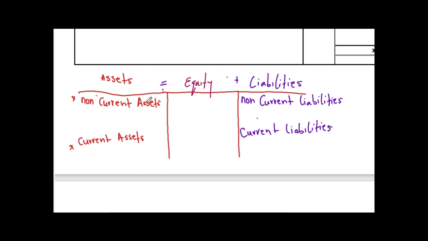So whenever you prepare a balance sheet, just know that your balance sheet is divided into three components. We have assets, we have owners' equity, and we also have liabilities. Under assets, we have non-current assets and current assets. Under owners' equity, we don't have anything yet. And under liabilities, we have non-current liabilities and also current liabilities. Now let's get to our component, which is assets.